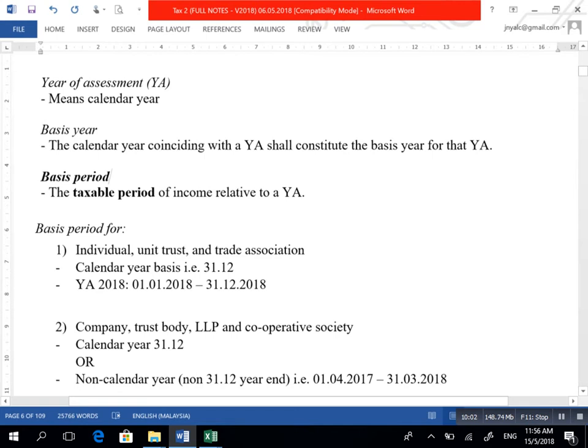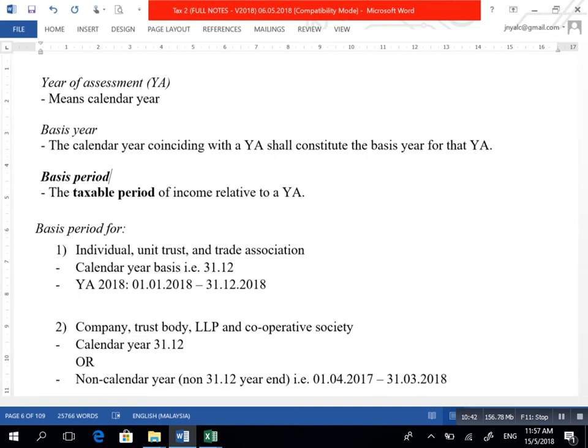And class, do you still remember how we determine the year of assessment? Then this is for which YA? For this period, from which date to which date? And what YA is here? 2018. How do you determine this is 2018? We based on the ending year. Remember that? So if this is ending in 2018, this is YA 2018.